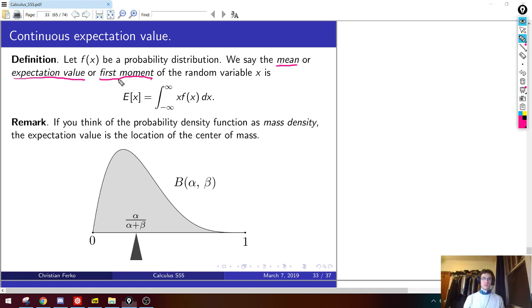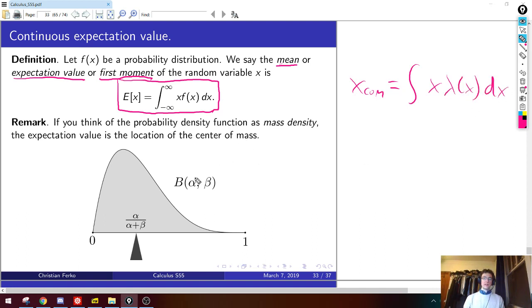So the expectation value E of x is defined as the integral from minus infinity to infinity of x times the probability distribution f of x. That's all it is. It's a weighted average. And now you see the analogy with center of mass becomes painfully clear, because this is exactly the same formula as what we would have written down for x center of mass, with the probability thing being replaced by lambda, the density lambda. So if you prefer, you can think of the expectation value, or average of a probability distribution, as being the point on the x-axis where that PDF would balance, right?